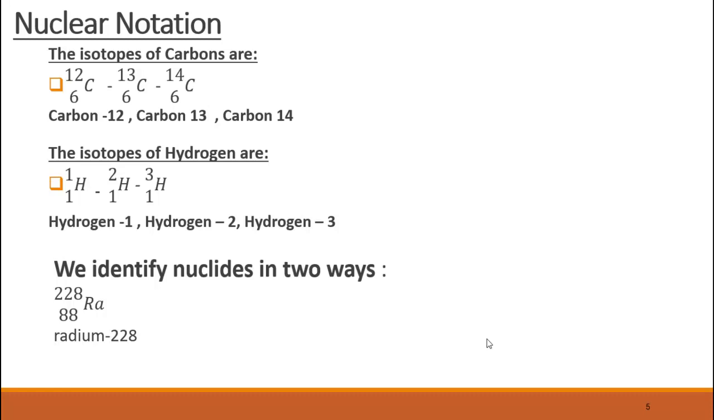So how can we differentiate between them? And also, we have 3 isotopes of hydrogen: hydrogen 1, hydrogen 2, hydrogen 3. We can identify the nuclides in 2 ways. The first way is by writing the symbol of the atom with the mass number as superscript and the atomic number as subscript on the left side of the symbol, or we write the element name followed by the mass number. These are the 2 ways that we can identify the nuclides in nuclear chemistry.